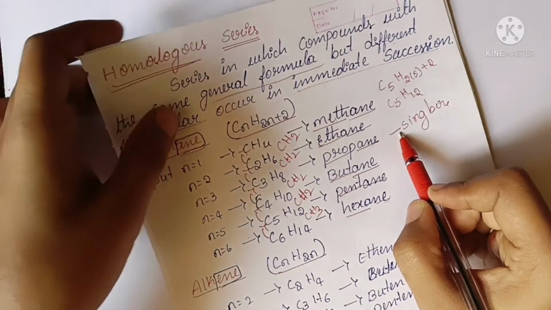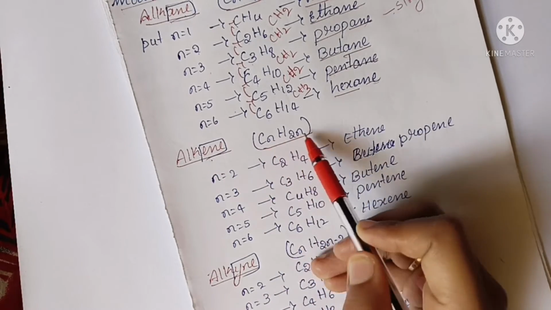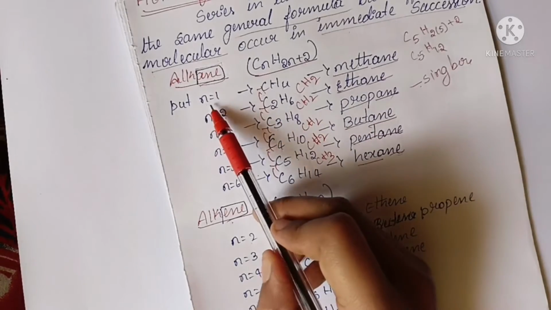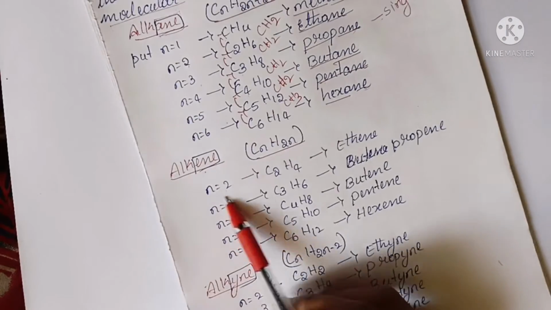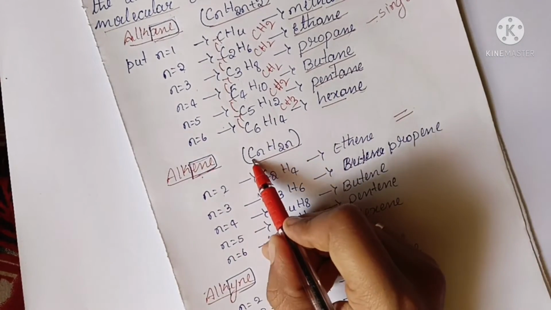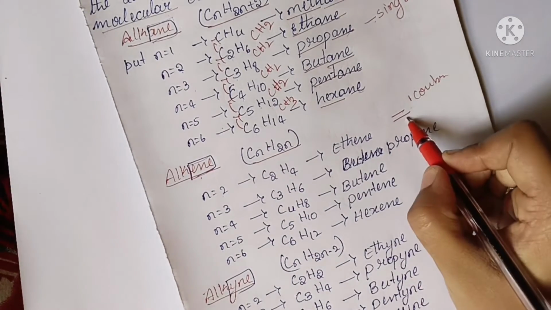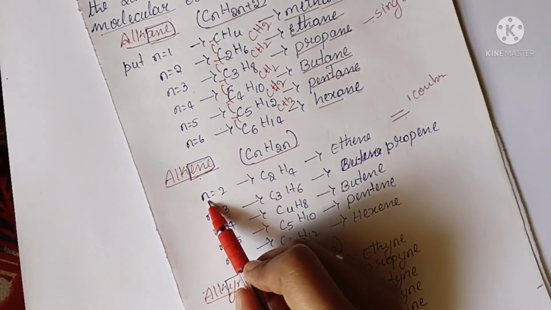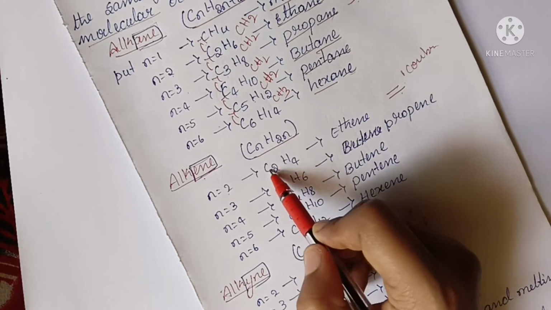Next, have a look at the alkene, formula CnH2n. And here n equals 2. In the case of the alkane we started with n equals 1, but in the case of the alkene we can't start with n equals 1. Why? Because alkene means a double bond. Only one carbon can't form a double bond, isn't it? So we require starting from 2 carbons. That's why n equals 2. If we substitute n equals 2 in this formula, I am going to get C2H4.